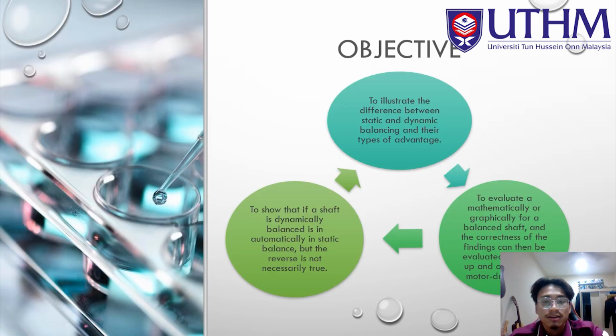Next is the objective of the experiment. One is to illustrate the difference between static and dynamic balancing and their types of advantage. Two is to show that if a shaft is dynamically in balance, it is automatically in static balance, but the reverse is not necessarily true. The last one is to evaluate mathematically or graphically a balanced shaft, so the correctness of the findings can be evaluated.